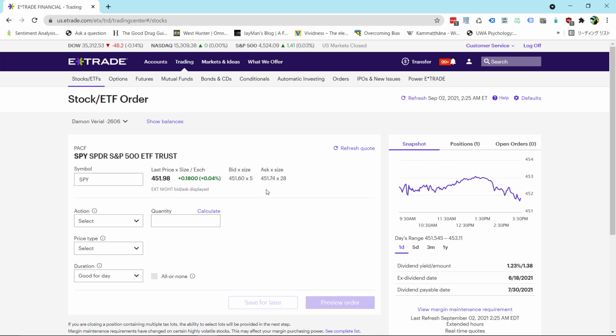When the spread is tight, you might want to go with a market order, which we'll look at in a second. But let's fill in the rest of this stuff first. So action, down below the symbol is action. You want to choose sell to short.